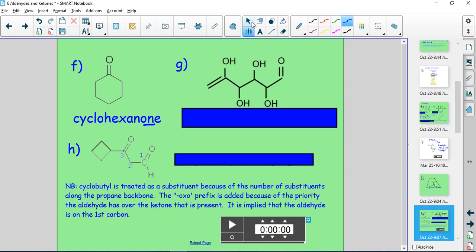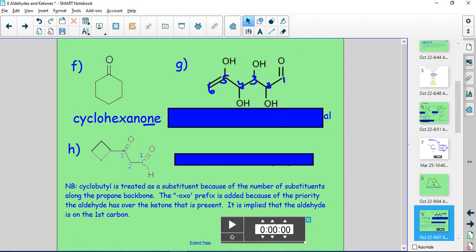Okay, here we have 1, 2, 3, 4, 5, 6 carbons. This has to be carbon 1. It is going to be an aldehyde, so it's going to end in -al. No need to number that because that has to be number 1. So it's going to be hex and al. Oh, I said hexanal. No, it's hexenal, because off the 5th carbon we have that double bond. So watch out for that locant, 5.